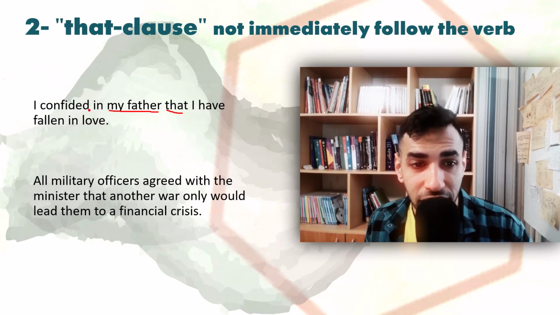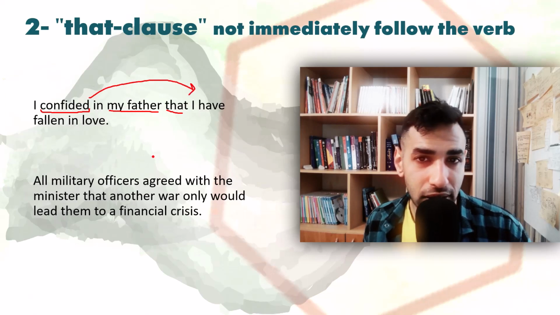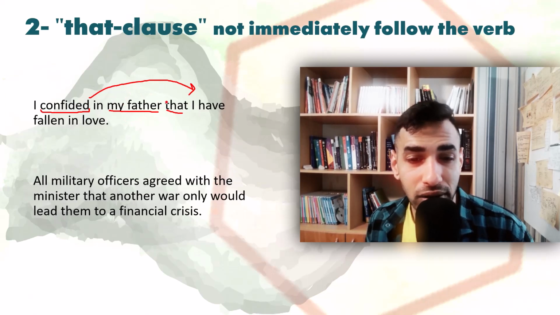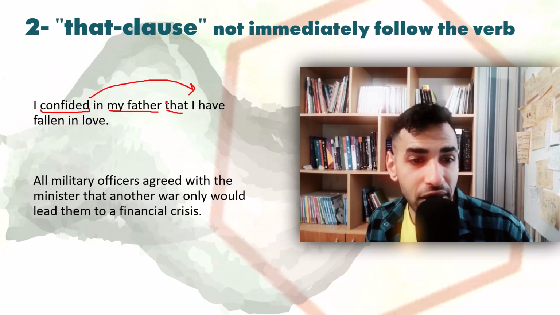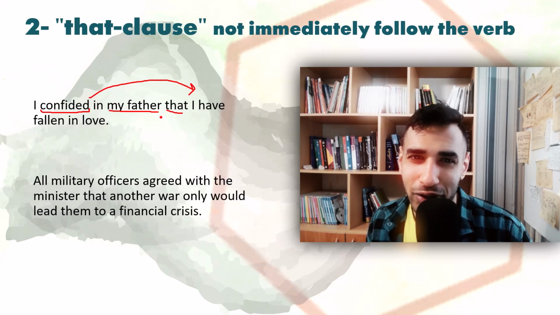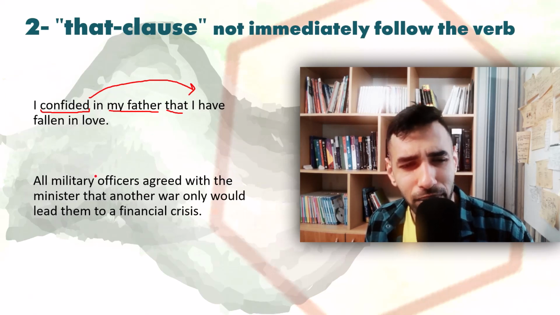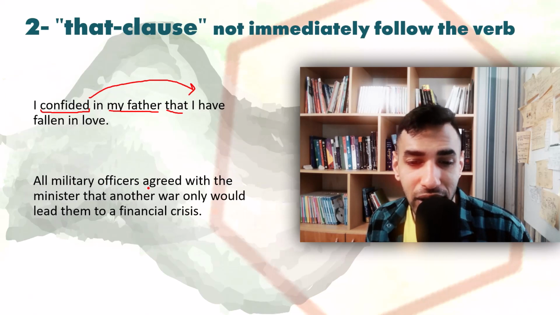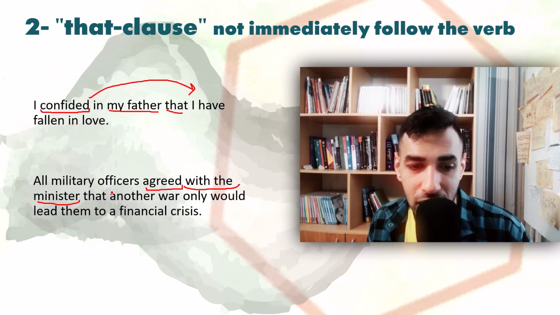So, the reporting verb does not immediately precede the noun clause. There is an object in between. Here, we are not allowed to remove that. I confided in my father that I have fallen in love. Oh, this is beautiful. All military officers agreed with the minister that another war would only lead them to a financial crisis. And this is our noun clause.